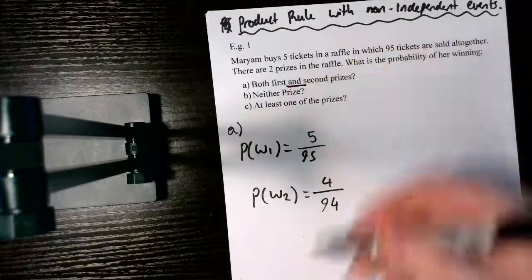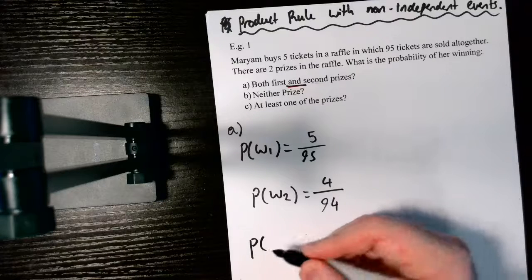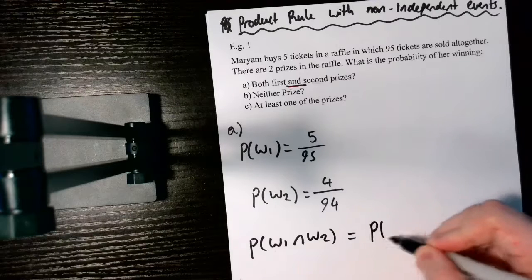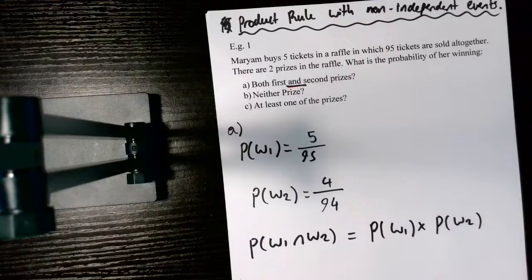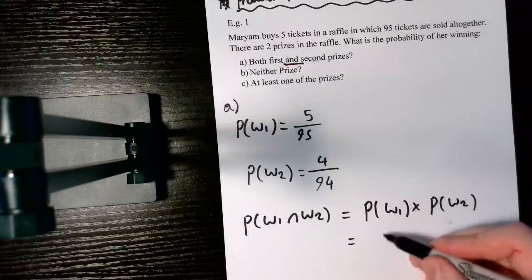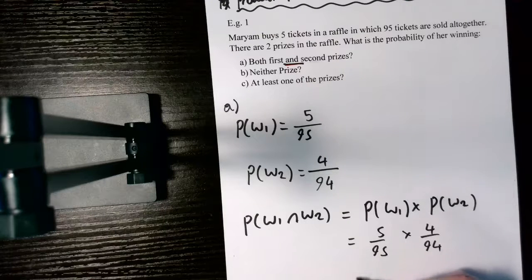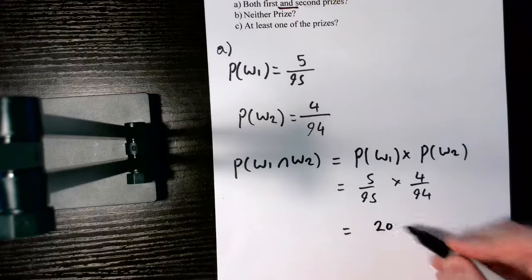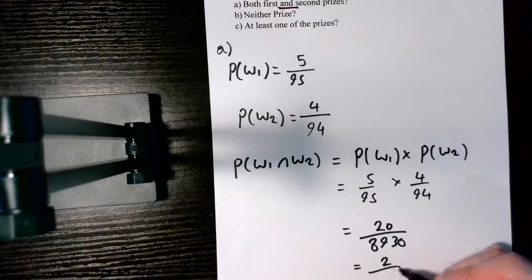Now, it's asking us, what's the probability of her winning both first and second prizes? And the idea being, because it's and, we're going to multiply the 2 probabilities together. So the probability of win 1 and win 2 is equal to the probability of win 1 multiplied by win 2. You'll notice here it's just going to be 5 over 95 multiplied by 4 over 94. I'm just coming down the page. That's equal to 20 over 8,930, which is equal to 2 over 893.